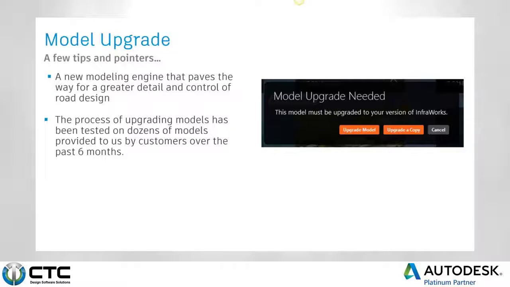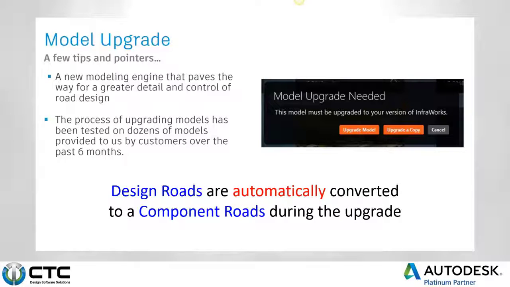Model upgrades. Some key things to know when you upgrade a model from 2018.2 to 2019.0. The new modeling engine paves the way for the greater detail and control of the road design. The process of upgrading models has been tested on dozens of models provided to Autodesk over the last 6 months, so they're comfortable with this. But the key thing that you need to know is if you have design roads, they are automatically converted to a component road during the upgrade.